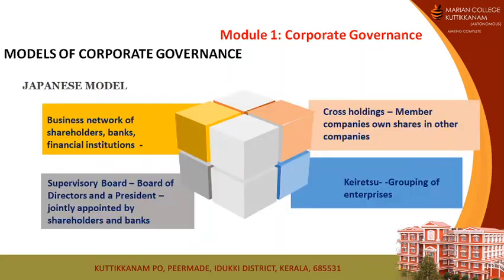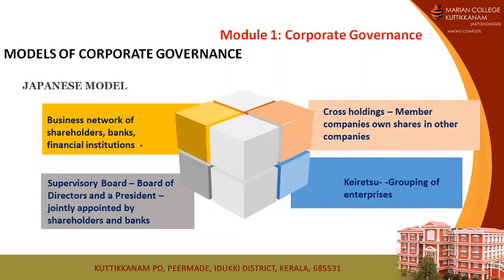The third model is the Japanese model. The Japanese model is a business network of shareholders, banks, financial institutions, and large family shareholders. And this network maintains cross holdings. That means the member companies own shares in other companies also. And this network of business groups is known as Keiretsu. That is known as grouping of enterprises, Keiretsu.